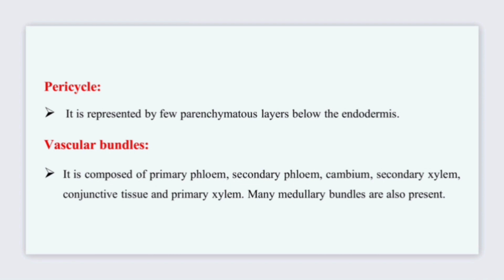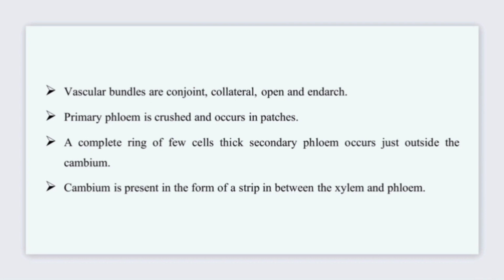Vascular bundles. It is composed of primary phloem, secondary phloem, cambium, secondary xylem, conjunctive tissue and primary xylem. Many medullary bundles are also present. Vascular bundles are conjoint, collateral, open and endarch.